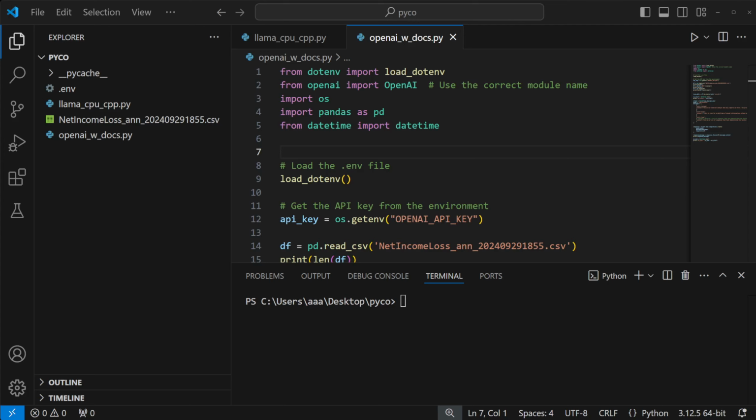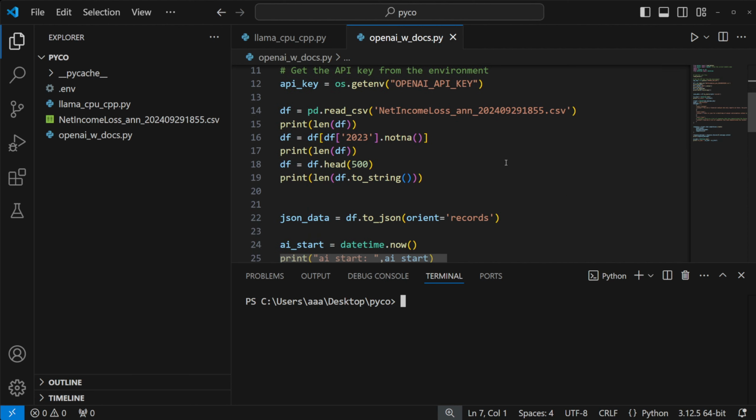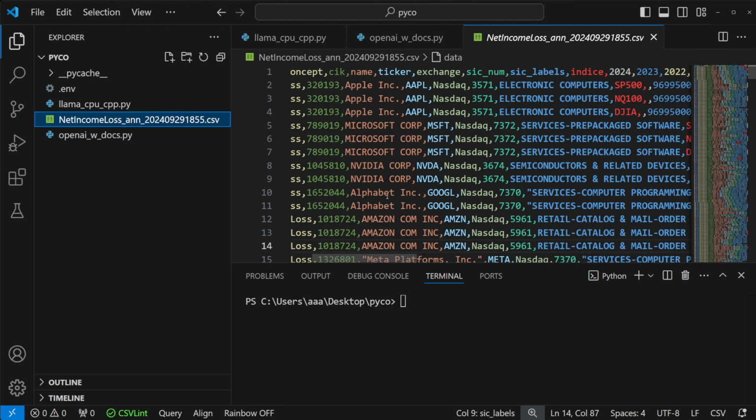Alright folks, we're just going to be showing off a little bit of OpenAI ChatGPT API endpoint interaction with a CSV data frame. The CSV contains some annual financial info for a bunch of stocks. Let's just take a quick peek.